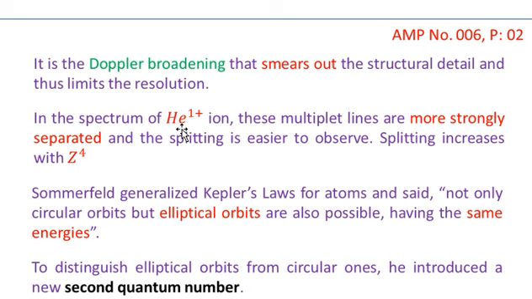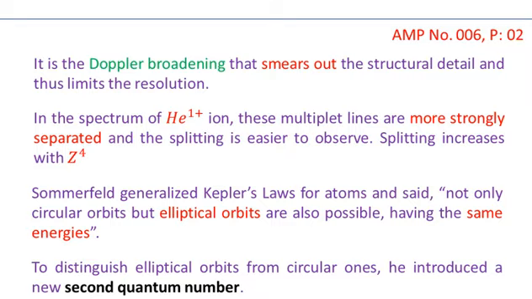In the spectrum of the singly ionized helium ion, which is similar to a hydrogen-like atom, these multiplet lines are more strongly separated, and the splitting is easier to observe because the splitting increases with the power of Z to the power 4, where Z is the atomic number.